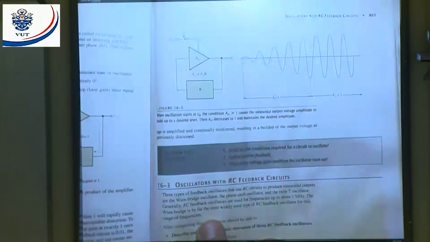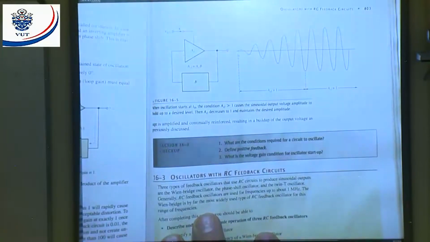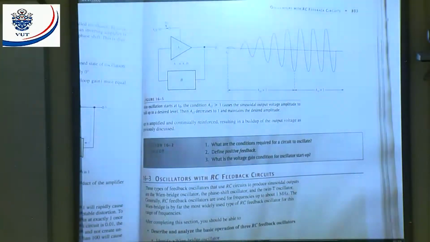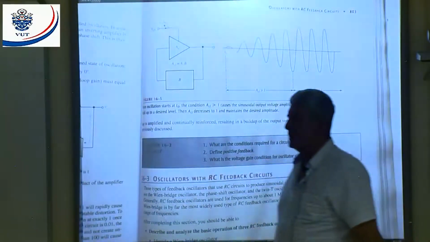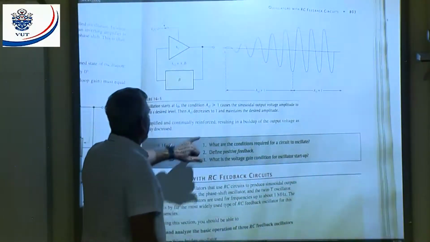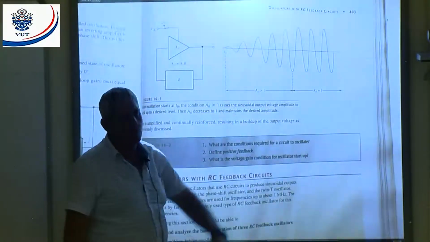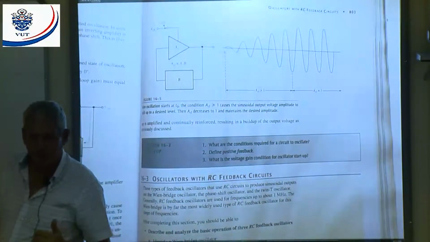Starting up conditions. If I want to start up the oscillation, I want the gain to be a little bit larger than 1. You see here, they say the closed loop gain should be larger than 1. That is just for starting up.